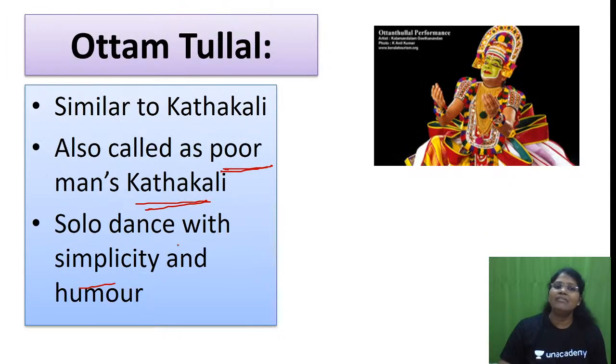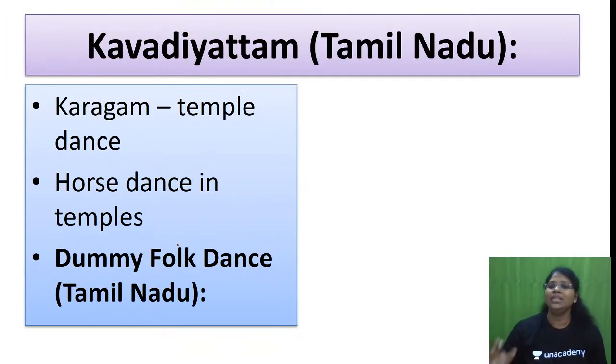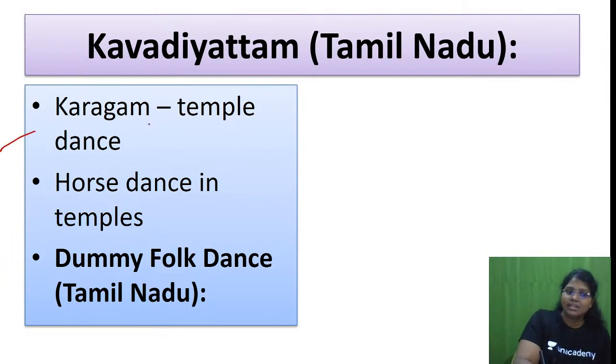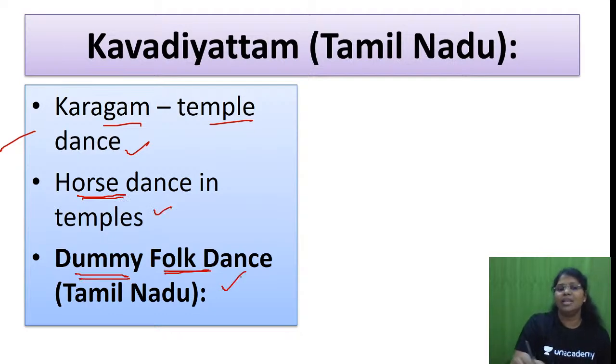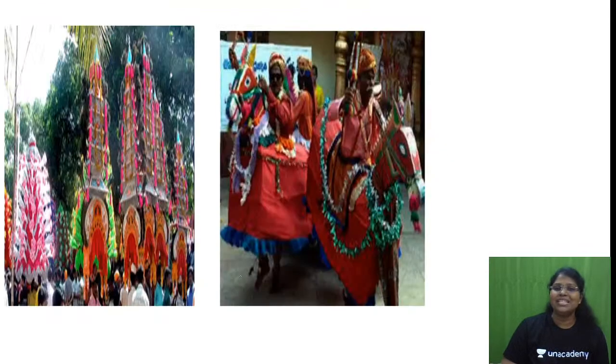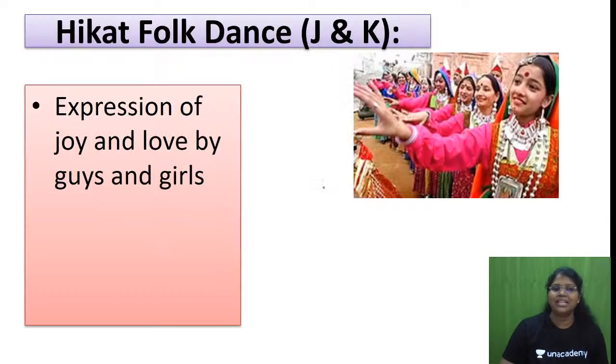Next is Kavadi Attam, Tamil Nadu. In Tamil Nadu itself, we have seen four folk dances. What are they? Of course, Kummi Attam, Therukoothu, Mayilattam, Kavadi Attam. All these belong to Tamil Nadu. Karagam. Of course, Karagattam is a temple dance, a horse dance in temples, a dummy horse folk dance. Tamil Nadu, Kavadi Attam. See, this is what? See, they'll use this. This is all challenging, ma'am.